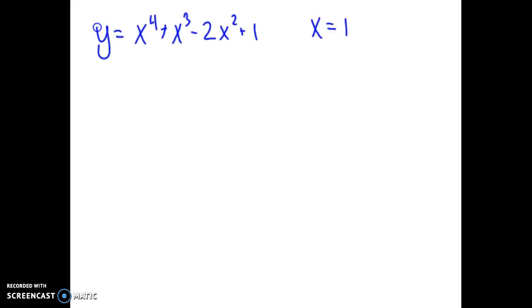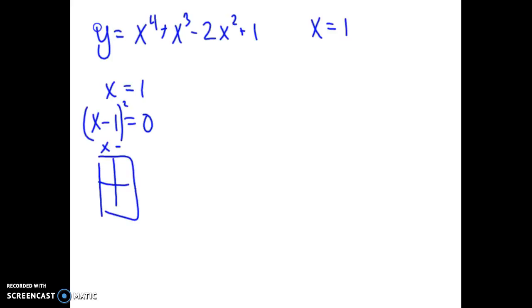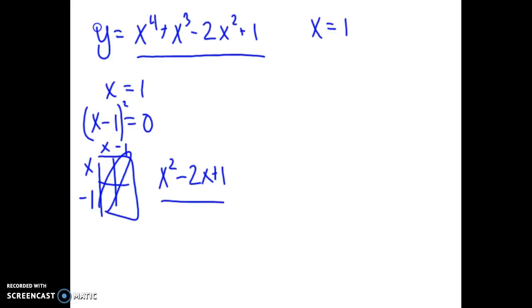The first thing I do is take this equation and I set it equal to 0: x minus 1 equals 0. If you square this, x minus 1 squared, you get x squared minus 2x plus 1. What you do is you divide this polynomial function by this product.